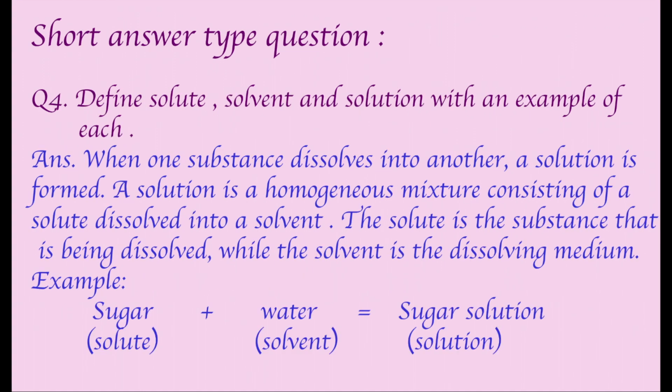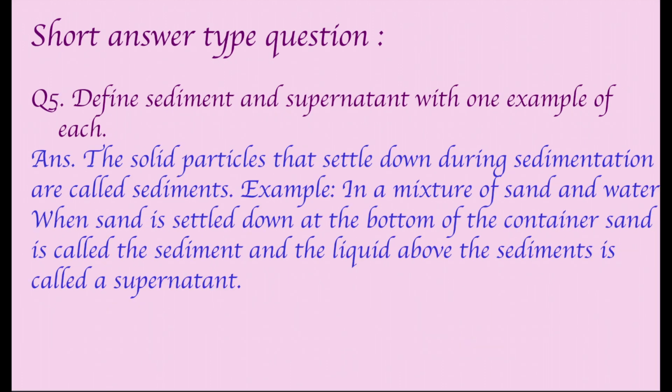Question 4. Define solute, solvent and solution with the examples of each. Answer is, when one substance dissolves into another, a solution is formed. A solution is a homogeneous mixture consisting of a solute dissolved into a solvent. A solute is the substance that is being dissolved while the solvent is the dissolving medium. For example, sugar, that is the solute, and water, that is the solvent, when mixed together give sugar solution, which is the solution.